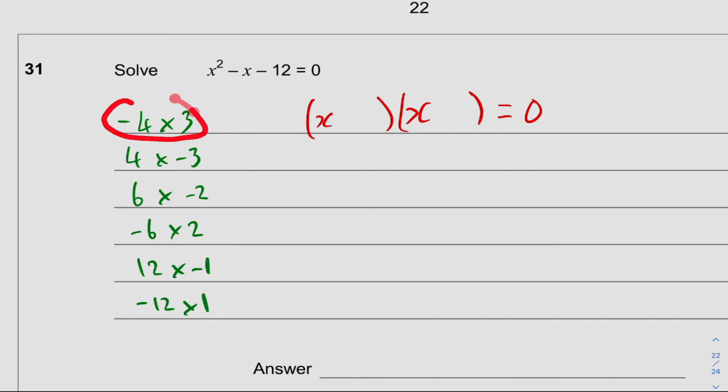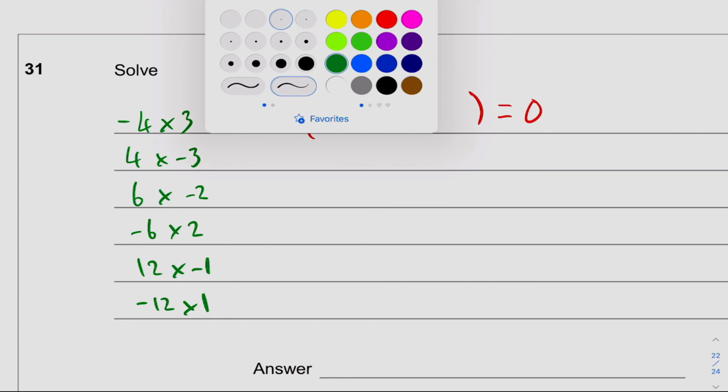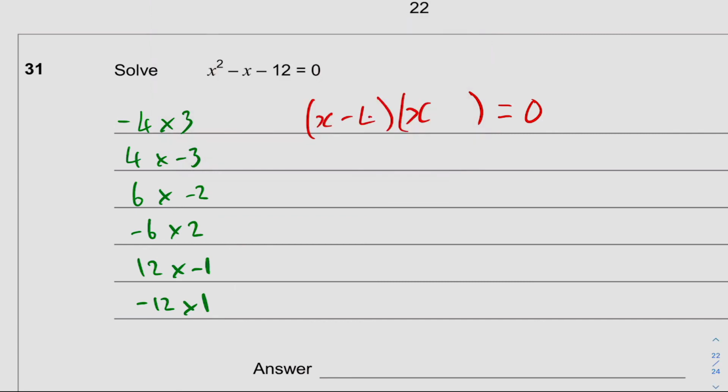Negative 4 plus 3 does give us negative 1, so that's fortunate as it's the first one we've done. So this is the solution that we use, negative 4 and 3. So in our brackets we just put negative 4 and plus 3. Okay, and therefore we need to work out what value of x will give the expression to be 0, as this expression is equal to 0.